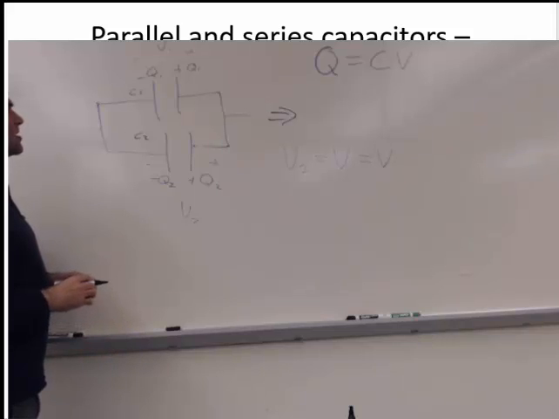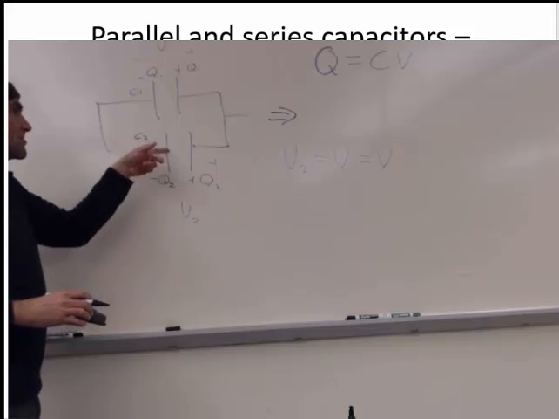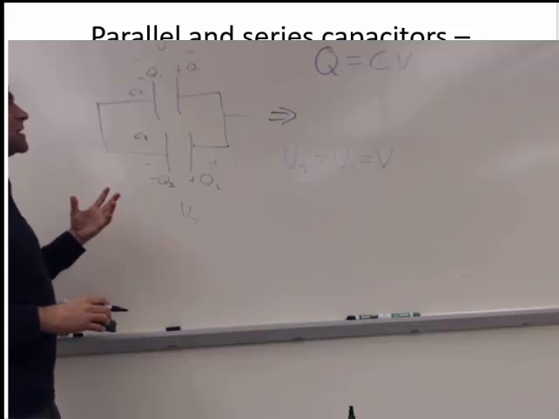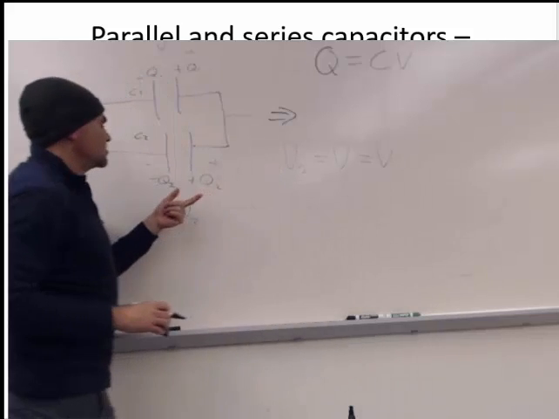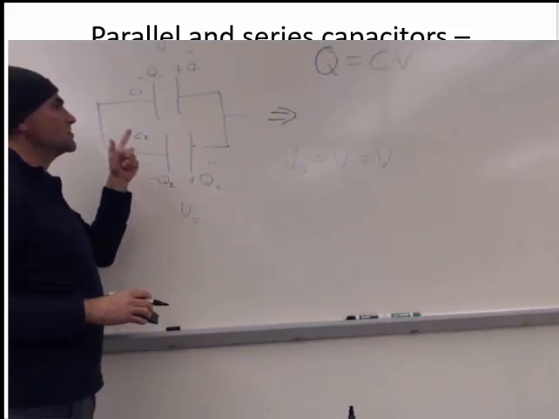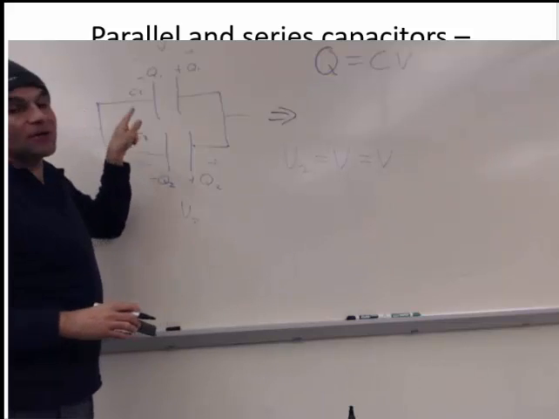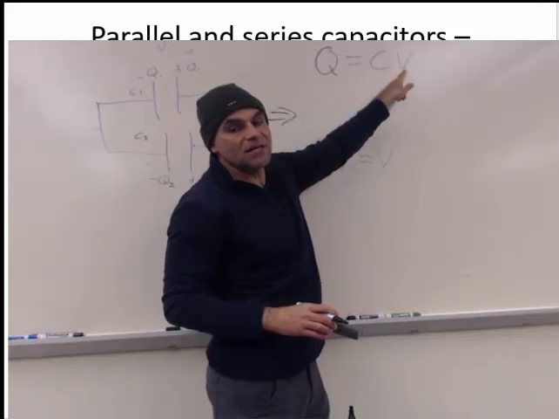All right? Now what about the charge? What can I say about the charge? Well, I can't say the charges are necessarily the same. They could be. If the capacitors were the same value, then the charges would be the same. But the charges are going to be constrained by the value of the capacitance. So the capacitor that has the larger capacitance, if C2 is greater than C1, then Q2 is going to have to be greater than Q1. You can see that from this equation, because the V's are going to be the same in this case across both capacitors.